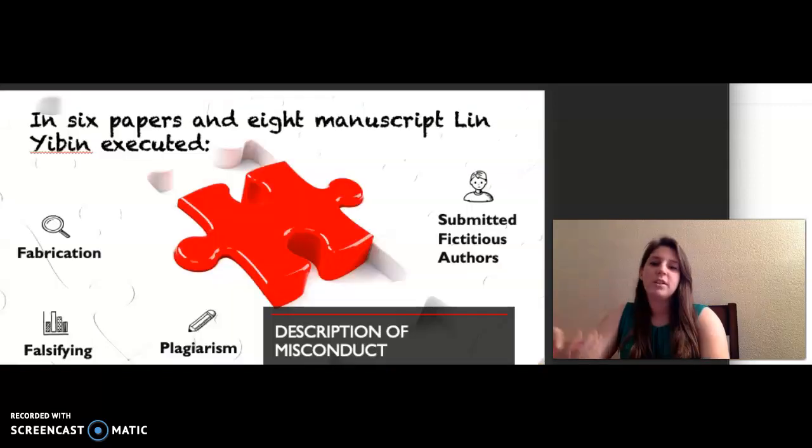In 6 papers and 8 manuscripts, Lin Yibin admittedly committed misconduct. He fabricated data from previous research. He falsified data, so made it so that it would show a positive result. He also committed plagiarism from previous articles and submitted fake authors to disguise himself and hide himself, probably from the misconduct he performed.